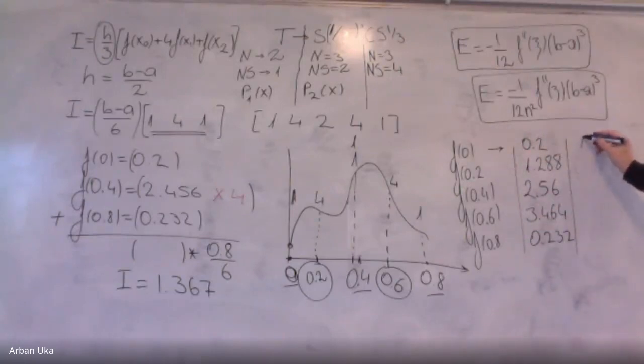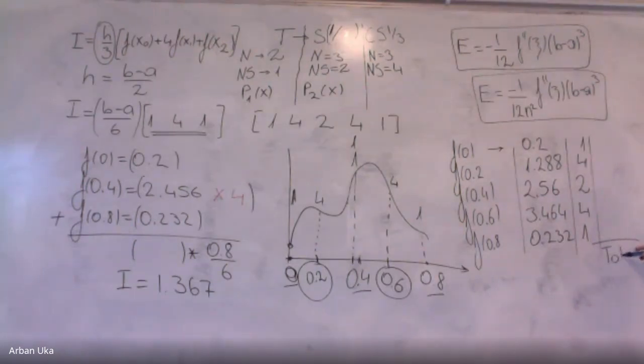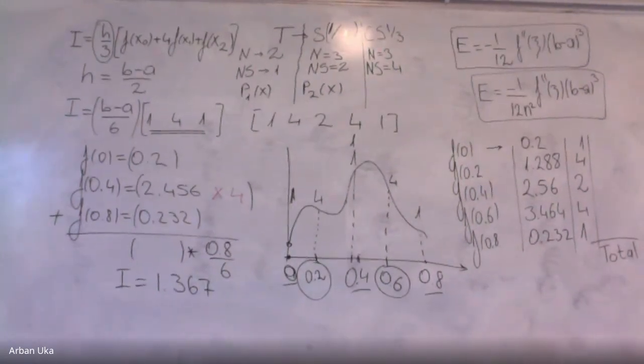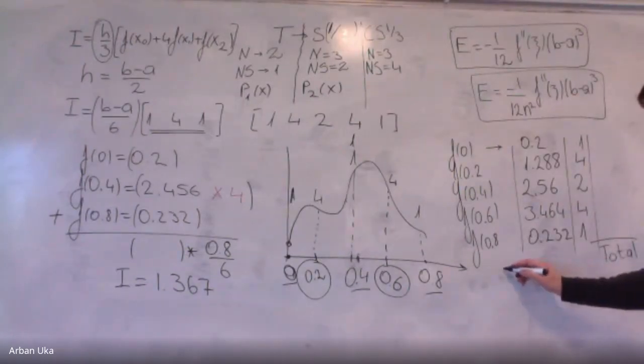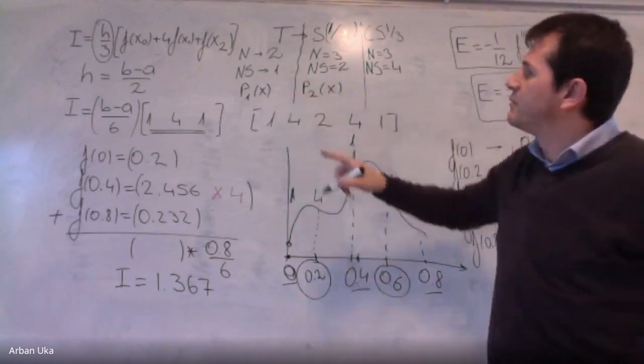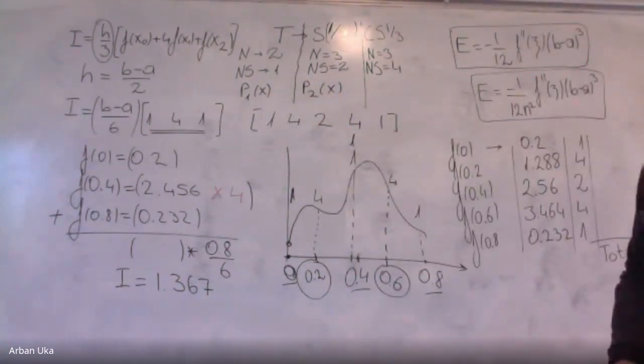The first one is multiplied by 1, the second one is multiplied by 4, the third one is multiplied by 2, this is multiplied by 4, this is multiplied by 1. After we multiply them, we add them together, so we find a total, okay? This total will be multiplied by h over 3. But now, let me ask you, what is h now?